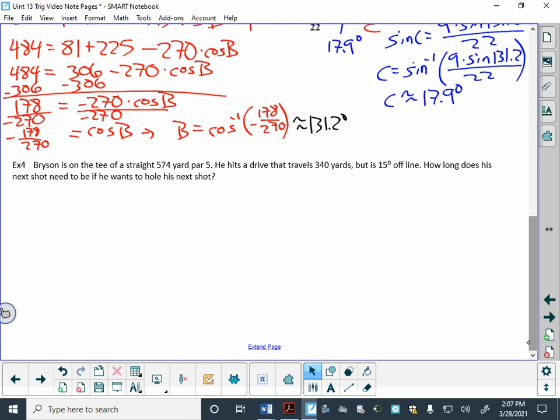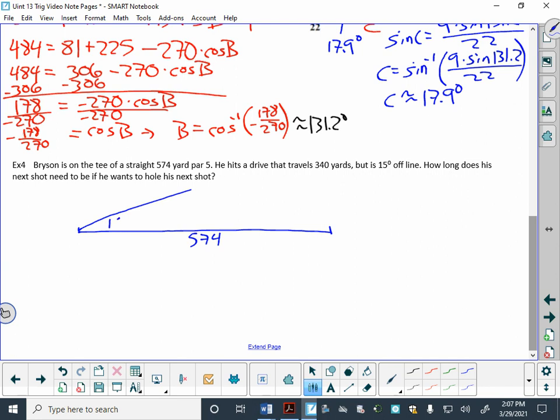So if he wants a hole in 2 on this par 5, well, what we know is that from where he is to where he wants to be in a straight line was 574 yards. What he actually did was hit it at a 15-degree angle off of that, and it went 340 yards. And so we want to know what's left if he's going to hit that shot.